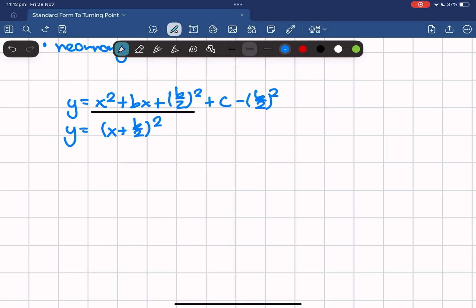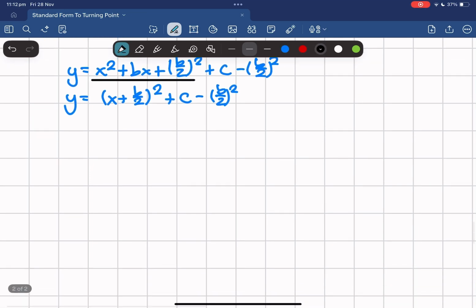If you don't believe me, go ahead and try to expand it yourselves. And then we've got plus c minus (b on 2) all squared. Because we've got no like terms, there's no other way we can factorize or simplify this. We've now got it in our turning point form with our h there and our k there.